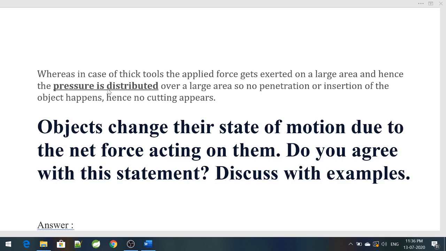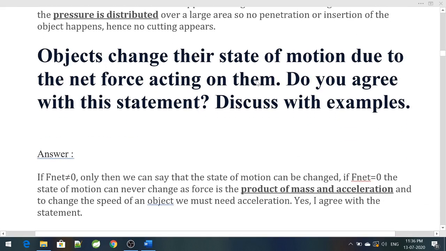If it is a pencil, the pressure is only at the point of the pencil. But if we take the backward side, the opposite side of the pencil, then the pressure is distributed over a large area. The point is only a pinpoint, and compared to it, the other side is larger, so the pressure becomes small. So no penetration or insertion of the object happens. Hence no cutting appears.